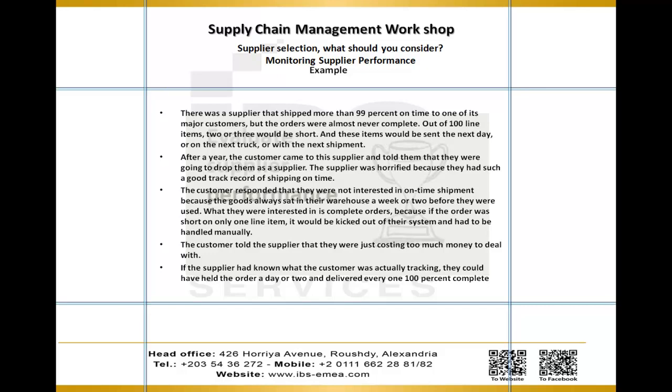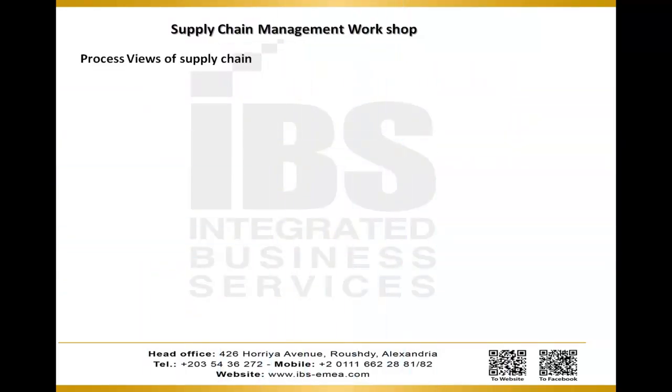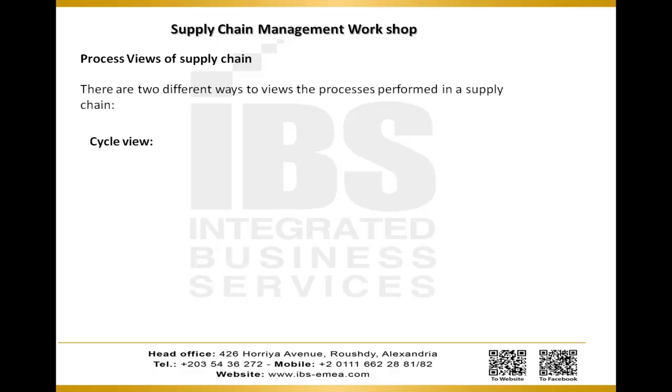Now we're going to talk about the process views of a supply chain. A supply chain is a sequence of processes and flows that take place within and between different stages and combine to fill a customer need for a product. There are two different ways to view the processes performed in a supply chain. First is the cycle view, and second is the push-pull view.